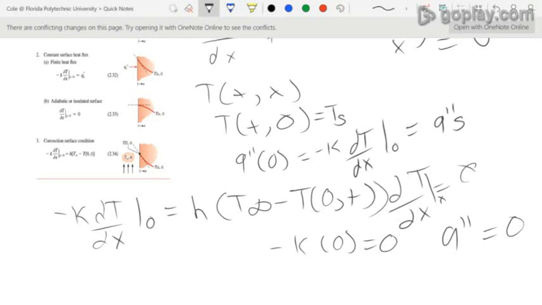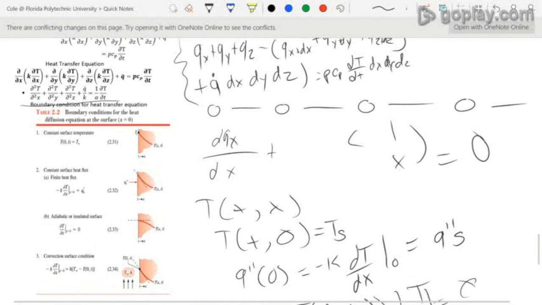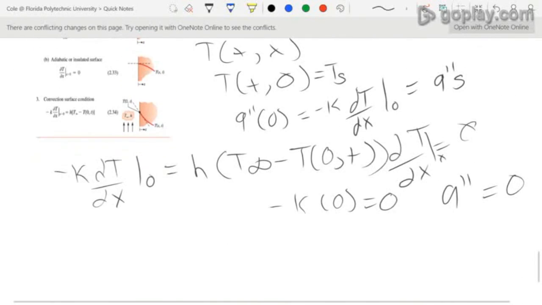And so these three boundary conditions allow us to better utilize the heat transfer equation. Now I'm going to discuss a few of the problems and go over them with you, and I will continue that in the next videos.